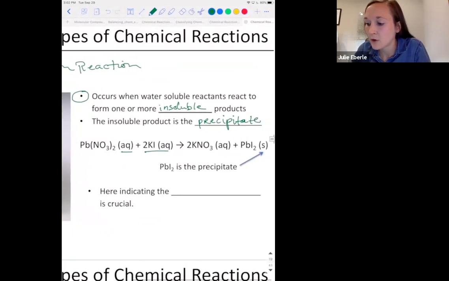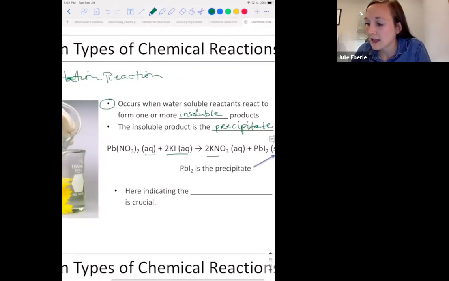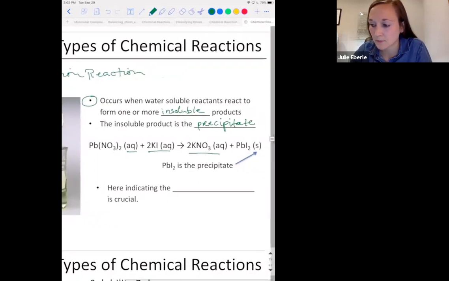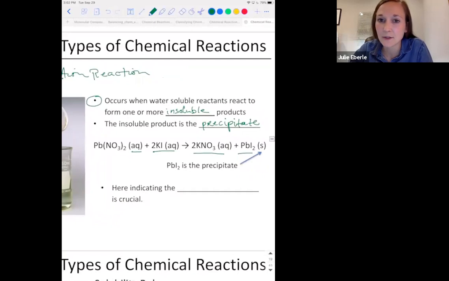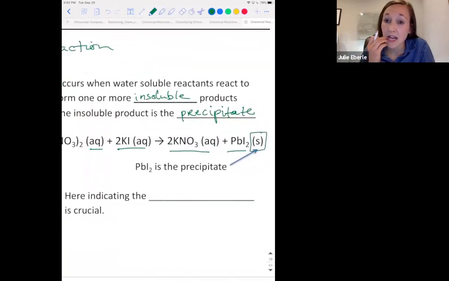And then what do we form when these are mixed, okay? And that's these 2 beakers. We get KNO3, potassium nitrate. It is AQ, it's aqueous, so it is not forming a precipitate. But we also get PbI2, lead iodide. And you see this abbreviation? You see this S? That indicates that lead iodide is a solid, okay? And that is the precipitate.